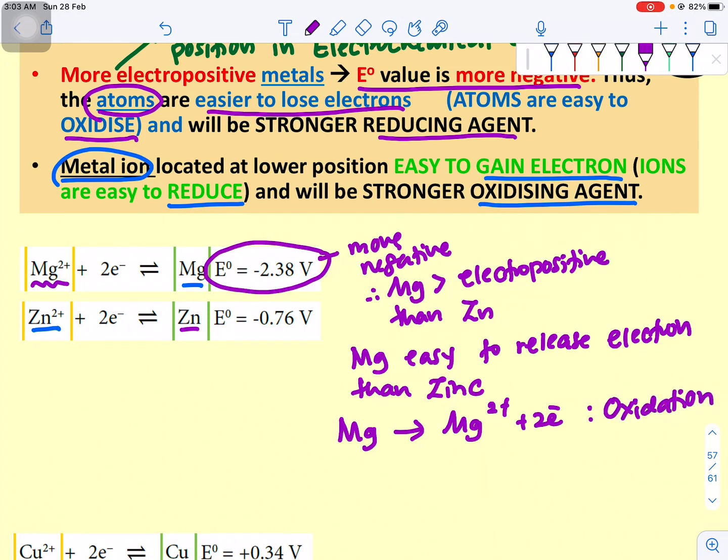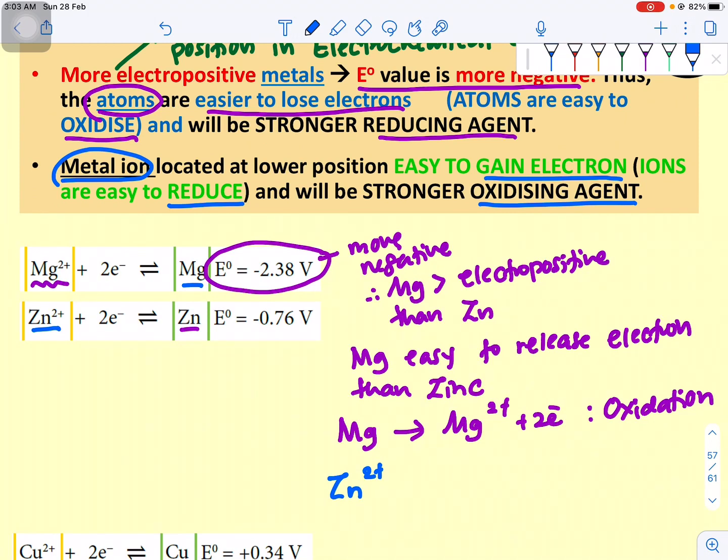Dalam konsep redox, bila ada oxidation, mesti ada reduction. Bila ada yang menderma, mesti ada yang menerima. So, who is going to gain? Yang akan gain adalah metal ion. So, because zinc punya E° tu dia kurang negatif daripada Mg punya E°, maka untuk zinc, kita akan guna pakai zinc ion. Tak pakai zinc metal lah, sebab dia kurang elektronegatif.